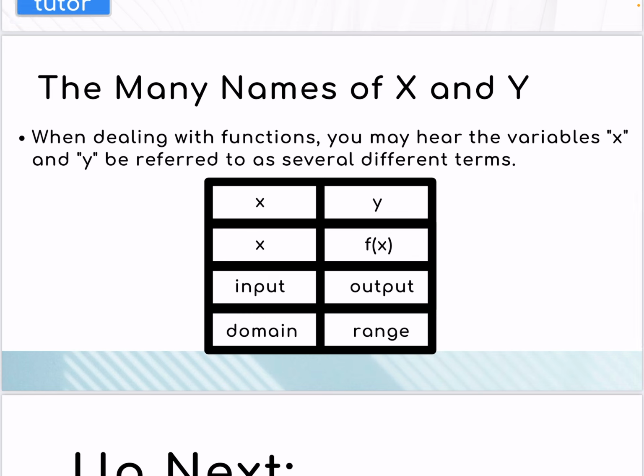Alright, so the many names of X and Y. When dealing with functions, you may hear the variables X and Y referred to as several different terms, including, of course, the classic X and Y. X and f of X, which we already learned in the last video, is known as function notation.